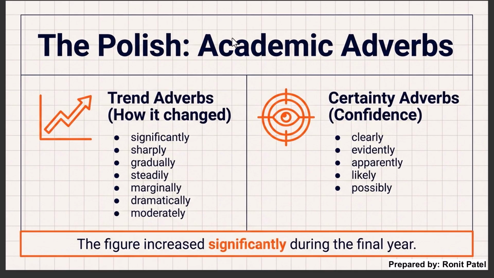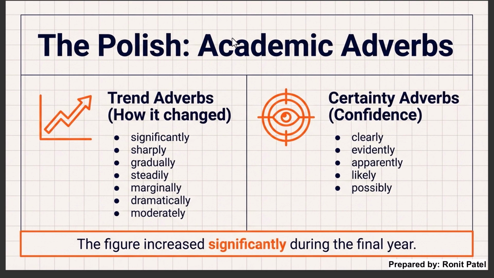Category 2, certainty adverbs. These improve analytical tone. Clearly, evidently, apparently, likely, possibly. These are especially useful for maps and photos when exact data is not given. A band 90 example is provided below. The figure increased significantly during the final year.